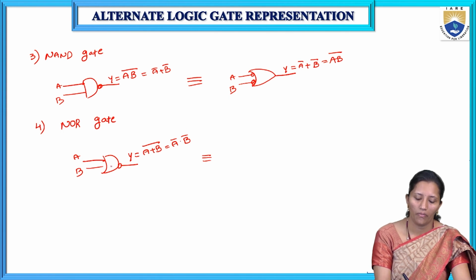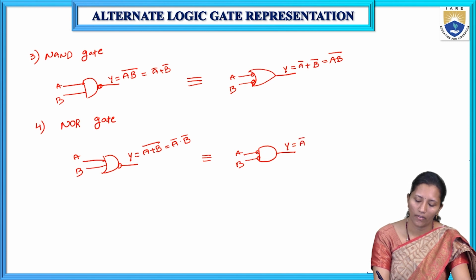If we have an OR gate, draw the equivalent circuit as an AND gate. If we have a bubble at the output side, we don't need to keep the bubble at the input side. If we don't have bubbles at the output side, we have to add bubbles at the input side. So this is A, B and this is Y. A is given to the bubble, that is A bar, and B bar. So A bar dot B bar. This is an AND gate now.